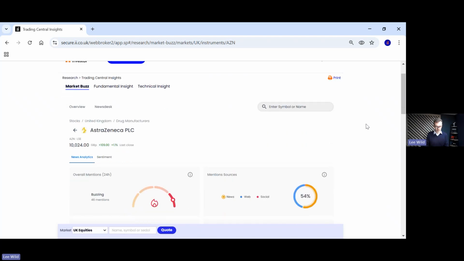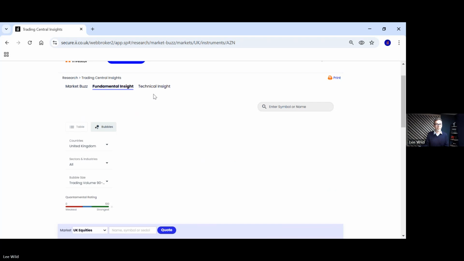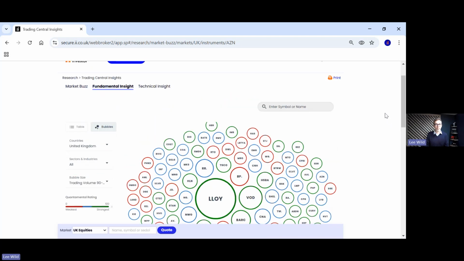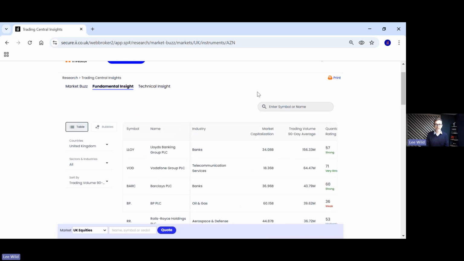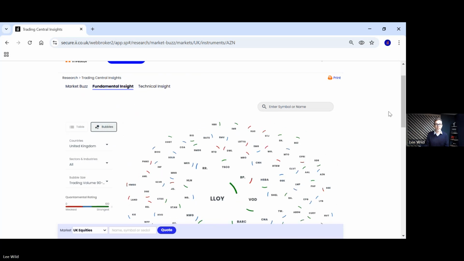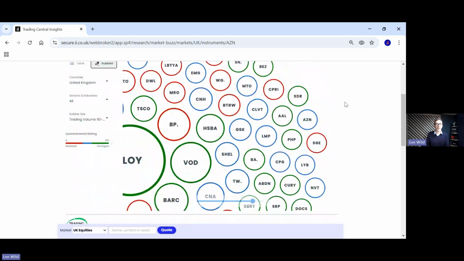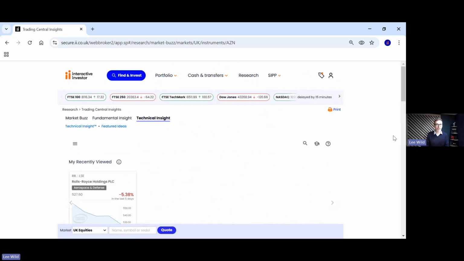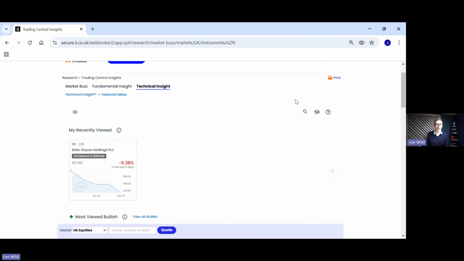So that's AstraZeneca's page. And if you click on that, we're already on the Market Buzz automatically, but then you can click the Fundamental Insight page there. So you'll recognize those from Gary's presentation with the bubbles. You can also see them presented as a table. And then you can also click through on Technical Insight. Again, this is for Astra. So all of the things that Gary mentioned are here.